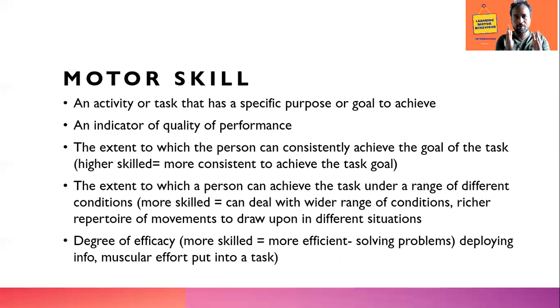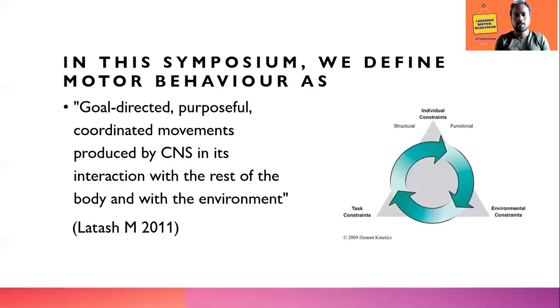So like I said, even though in much of the literature skill and behavior are used as similar terms, here we want to use the term skill as an indicator of the quality of performance of that skill, right? So to put it together, we are defining motor behavior as a goal-directed, purposeful, coordinated movement produced by the central nervous system.